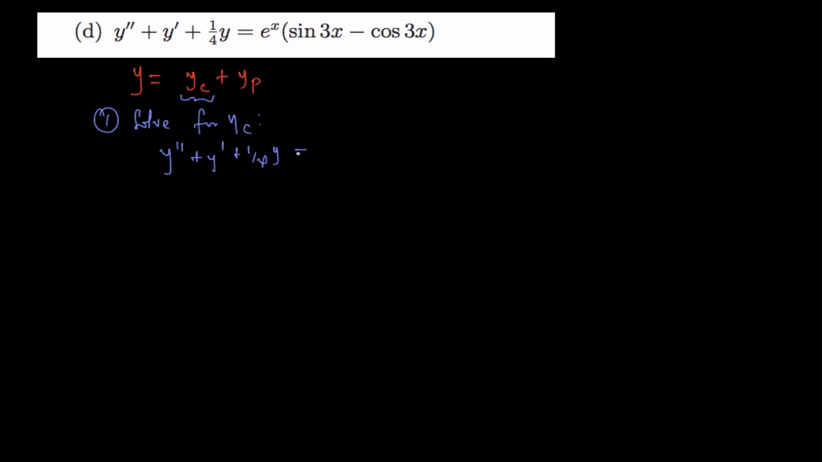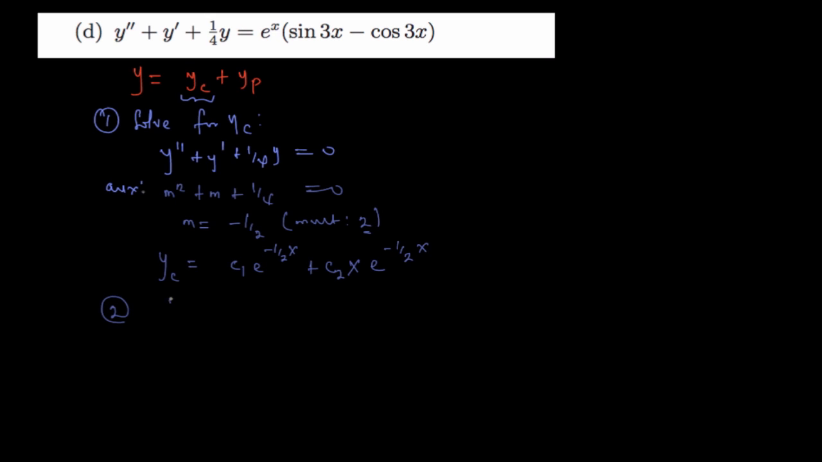y double prime plus y prime plus 1 over 4 y equals 0. So that's what we have for the first. So the next thing is we want to find yp. Now to find yp using the annihilator approach, that's to find a particular integral using the annihilator approach, we need an operator that is going to set the right hand side to 0 when acted upon. So how do we find that?